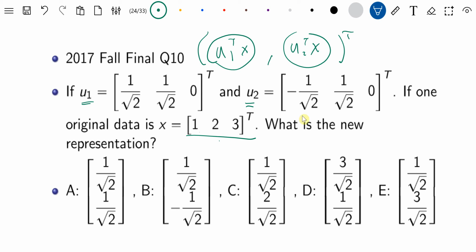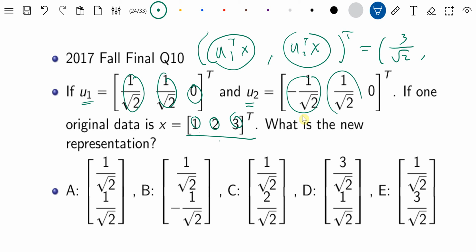So how to do dot product is just this multiplied by this plus this multiplied by this plus this multiplied by this, which last one is 0. The first two is 1 times this plus 2 times this, so it's basically 3 times this. And similarly for the second one is 1 times this, subtract one of this from 2 times this, which is 1 over square root 2. So this is B.